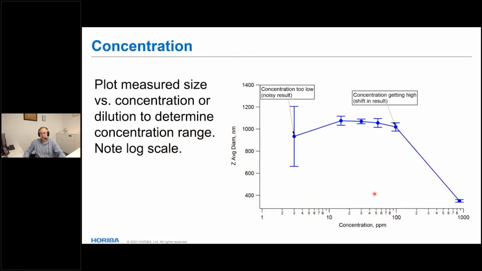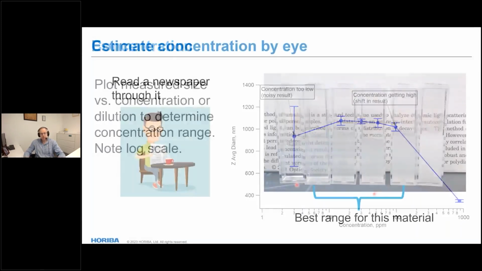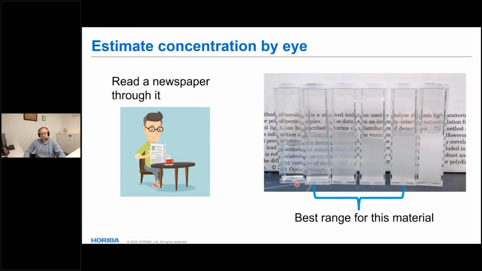So now I've got my material into suspension. I've probably measured a couple times to make sure I get the same answer at some concentration. And we want to know, hey, how much material do I need? The first step is to estimate concentration by eye.